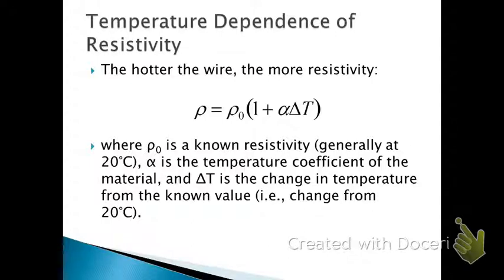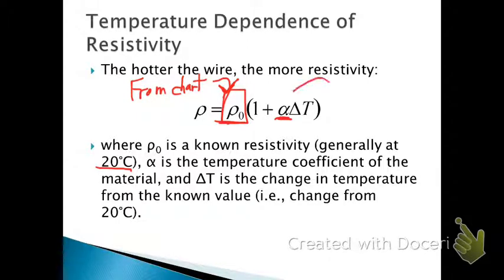The more resistivity, the more resistance you're going to find in the wire. Generally, the resistivity is known at 20 degrees Celsius. That's around room temperature. So not only do these materials have a known resistivity, that's rho naught, that's what you're going to generally find from that chart on the earlier slide, they're also going to have a different temperature coefficient, depending on the material.